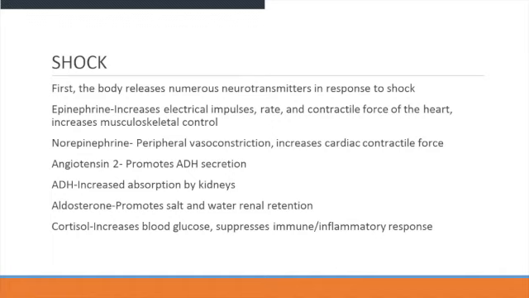Angiotensin II promotes ADH secretion. The ADH increases water absorption by the kidneys. Aldosterone promotes salt and water renal retention. Cortisol increases the blood glucose and suppresses immune and inflammatory responses.